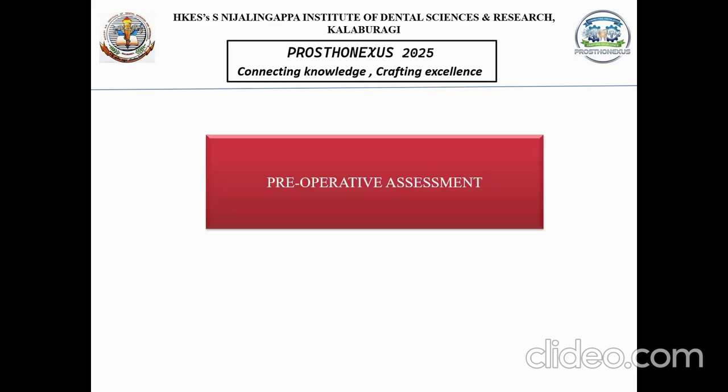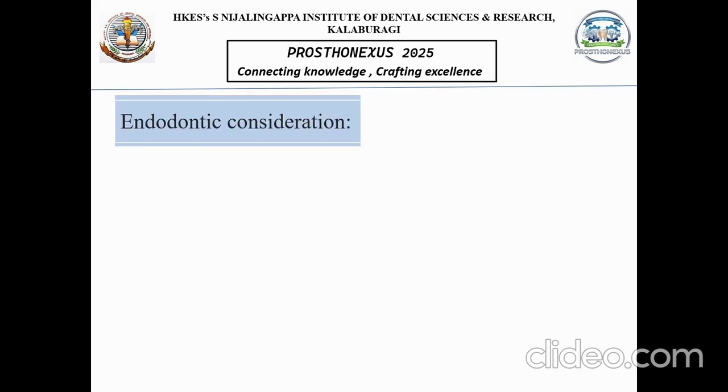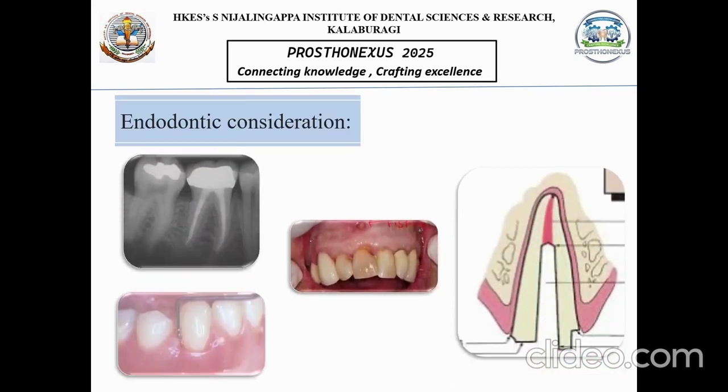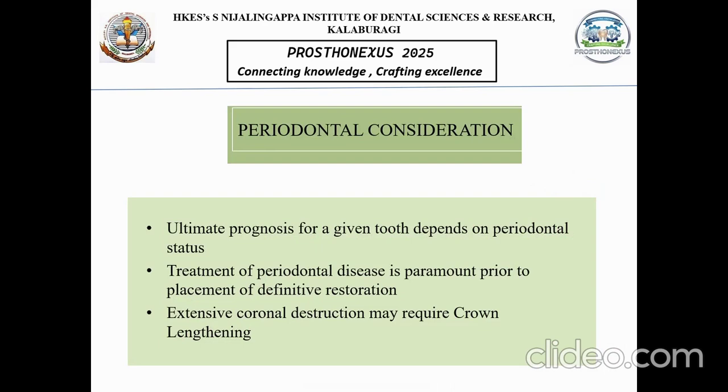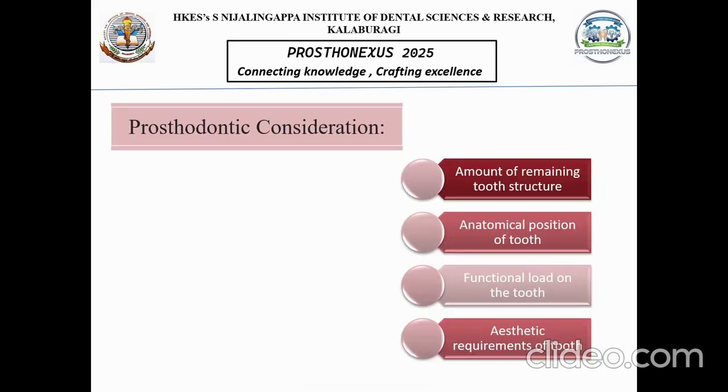What are the pre-operative assessments? First are endodontic considerations, then periodontal considerations, as well as prosthodontic considerations. This is of utmost importance to us. From a prosthodontic point of view, we see the amount of remaining tooth structure, the anatomical position of the tooth, the functional load on the tooth, and the aesthetic requirements of the tooth.